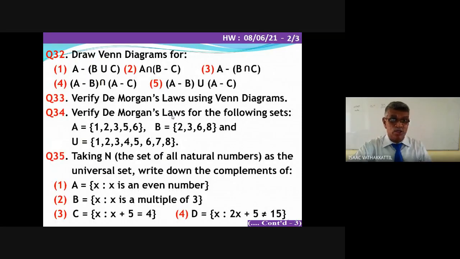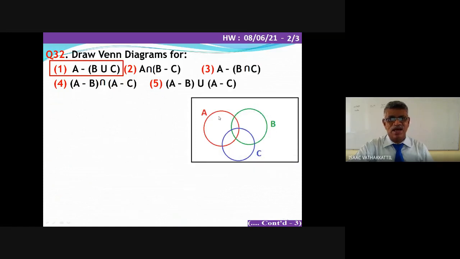Question number 32. Draw Venn diagrams. Few of you told me about a difficulty in drawing diagrams. Pick up the first one: A minus (B union C). For that, first you take B union C. I have sets A, B, and C. This is B union C. Can you see? Now from A, you remove B union C.